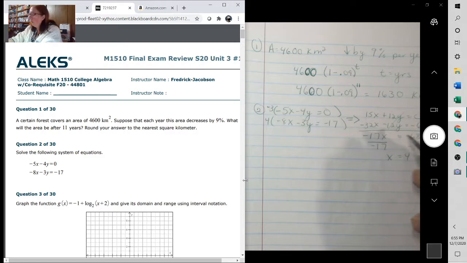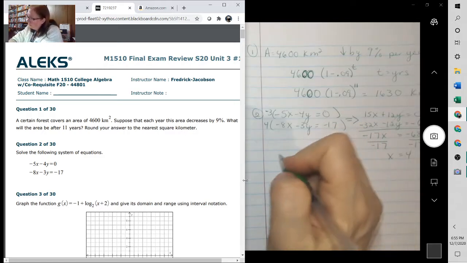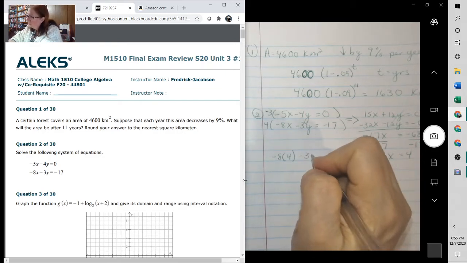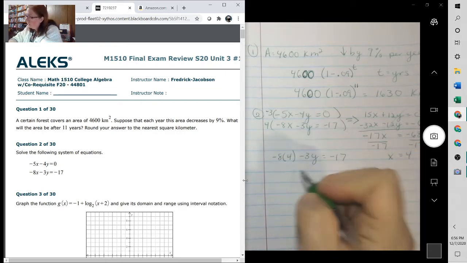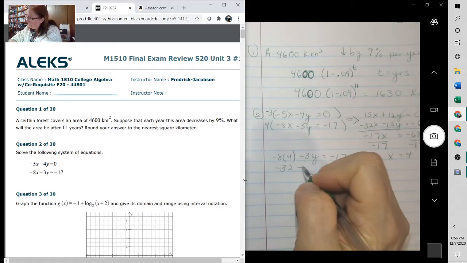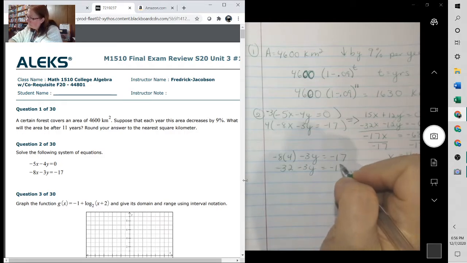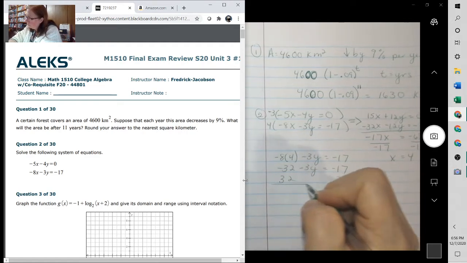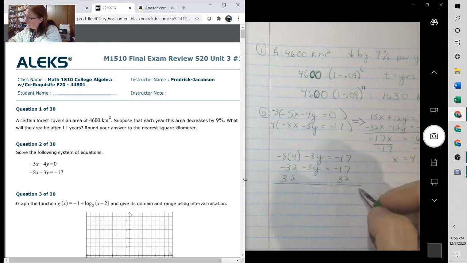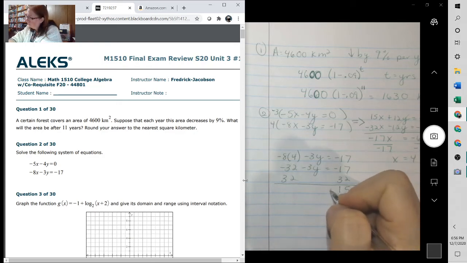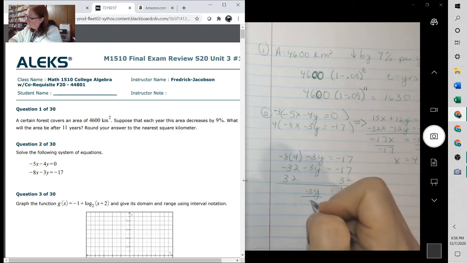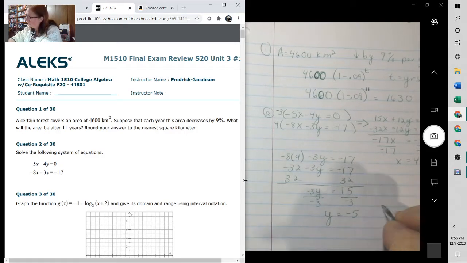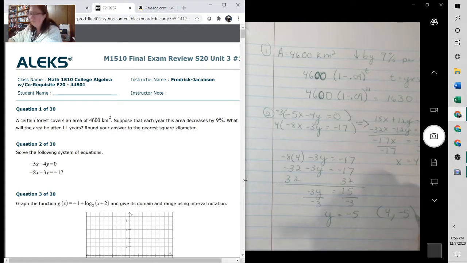But you still need to go back and find y. So if I plug it in here, -8 times 4 minus 3y equals a -17. Add the 32, and get 15. So it's 4, -5.